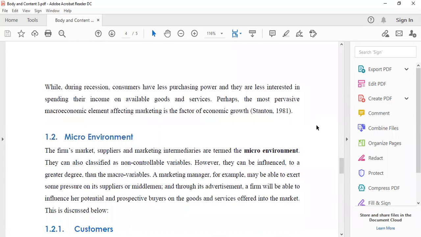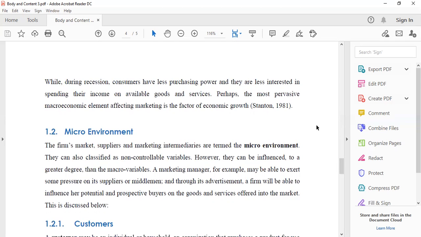Now let's take a look at the micro environment. The micro environment can be influenced to a greater extent, more than the macro. So as such, the marketing manager may be able to exert a little pressure on the factors in the micro environment so as to achieve the marketing objectives.